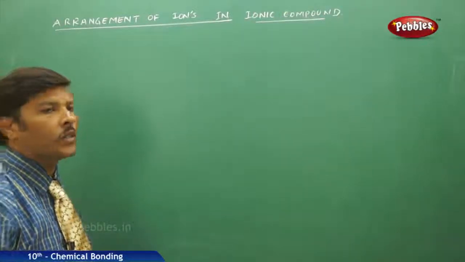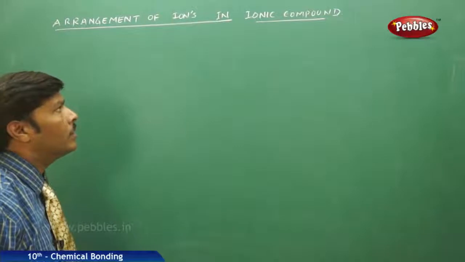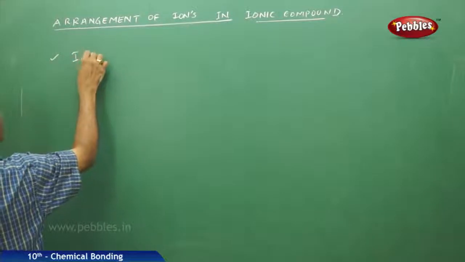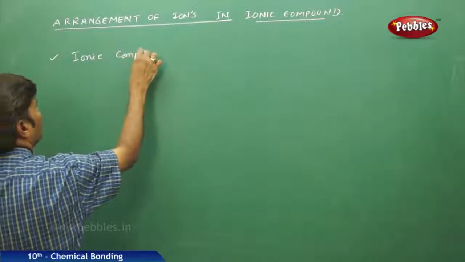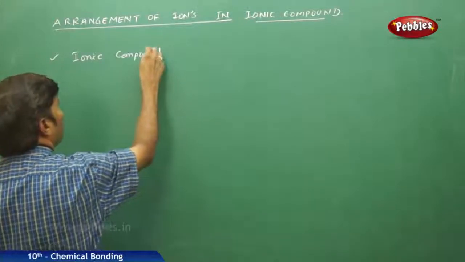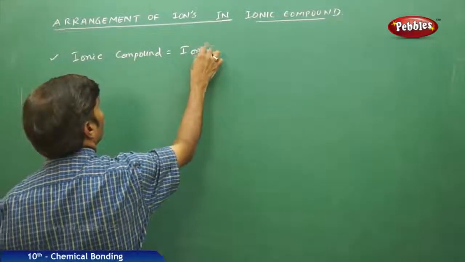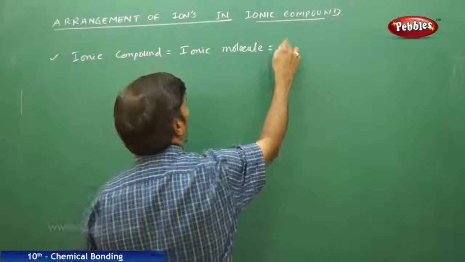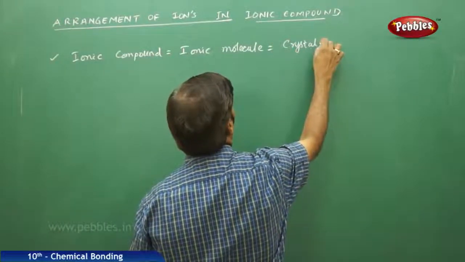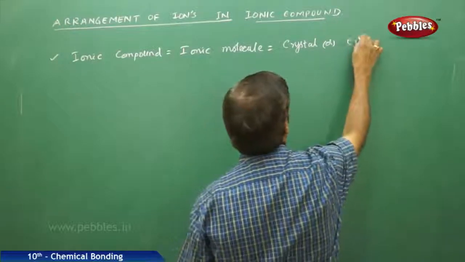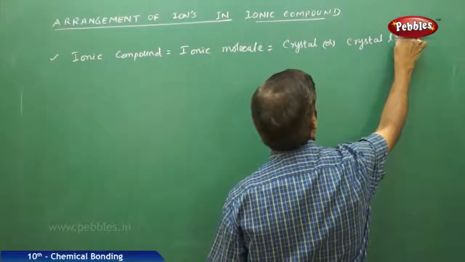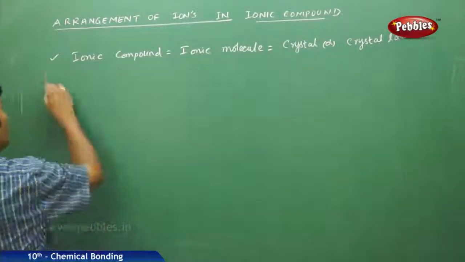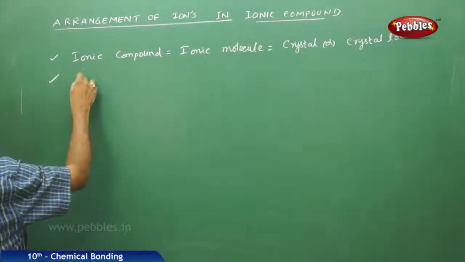So the next topic under our discussion is the arrangement of ions in ionic compound. If you take an ionic compound, an ionic compound is also called ionic molecule. An ionic molecule is simply called as a crystal or crystal lattice.